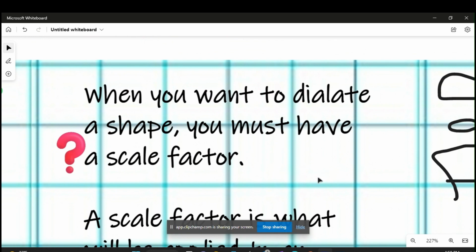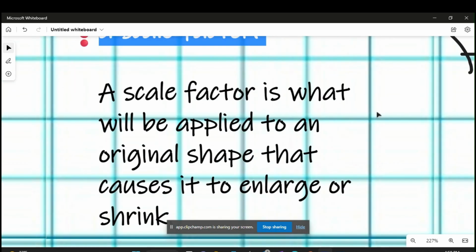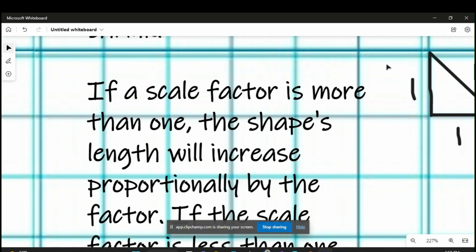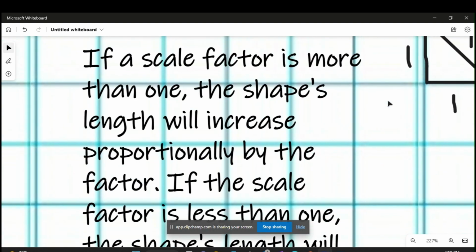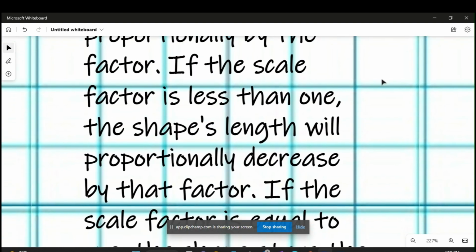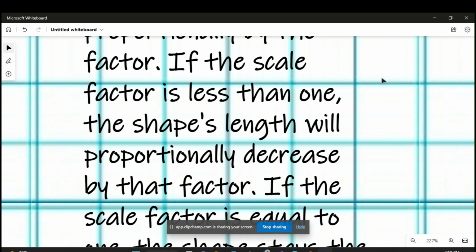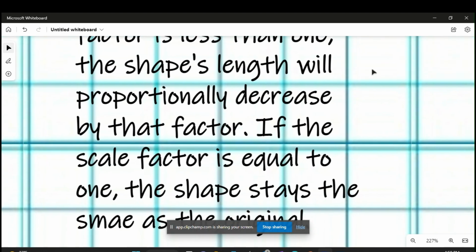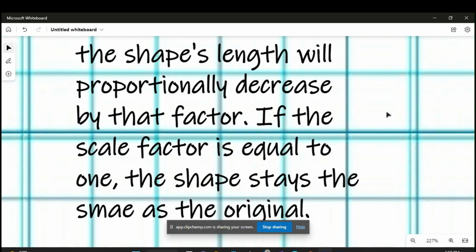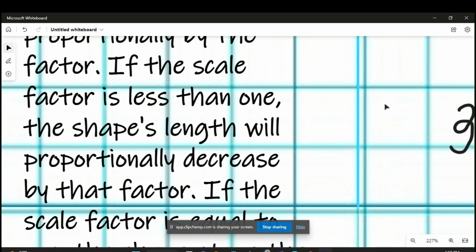When you want to dilate a shape, you must have a scale factor. A scale factor is what will be applied to an original shape that causes it to enlarge or shrink. If a scale factor is more than 1, the shape's length will increase proportionally by the scale factor. If the scale factor is less than 1, the shape's length will proportionally decrease by that scale factor. If a scale factor is equal to 1, the shape stays the same.